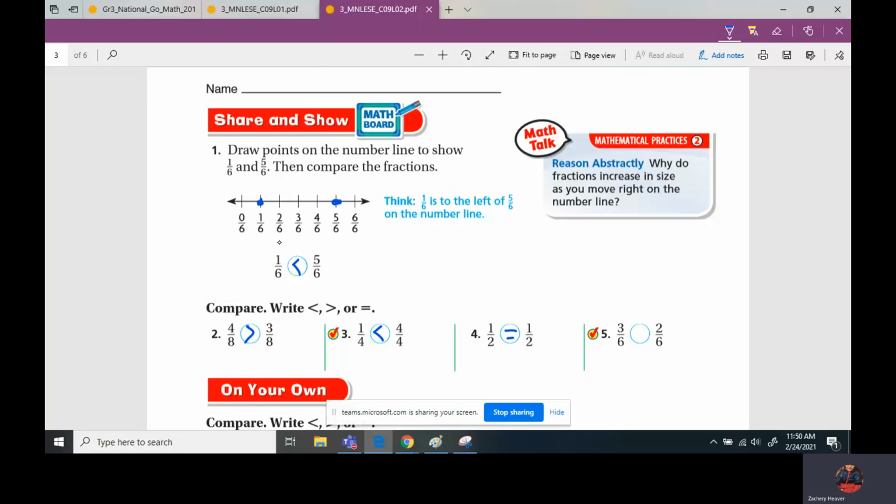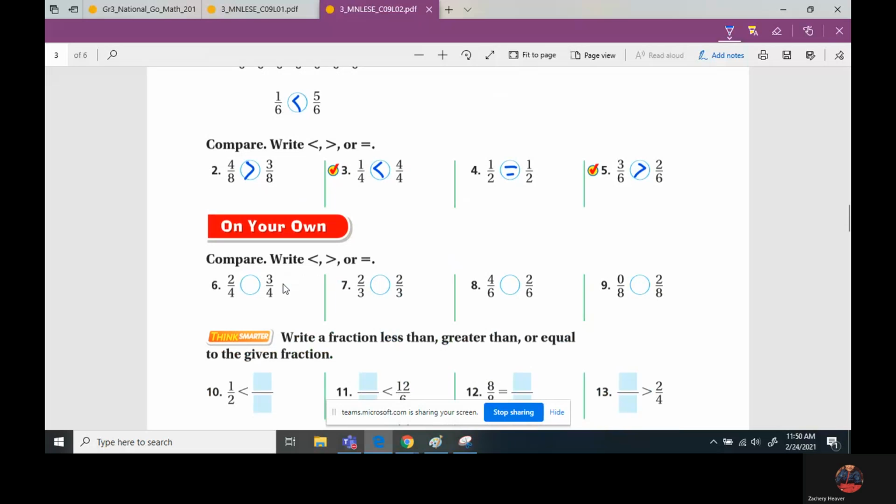Lastly, 3 and 2. Which one is greater? Well, 3 we know is greater than 2. This one, same thing, on your own. All same denominators. 2 is less than 3. 2 is equal to 2. 4 is greater than 2. And 0 is less than 2. I'm going to get more food eaten here. Same here, and here.